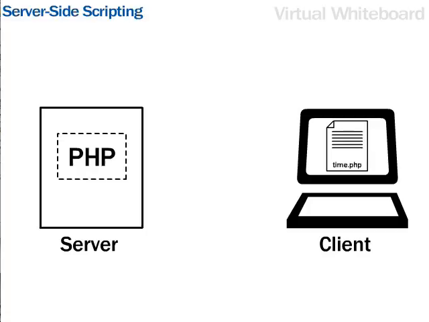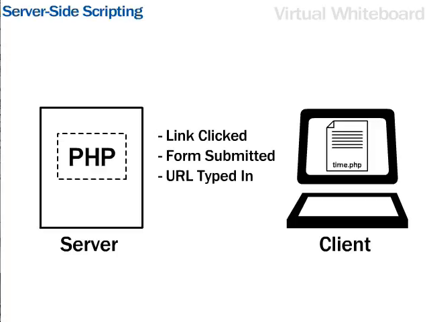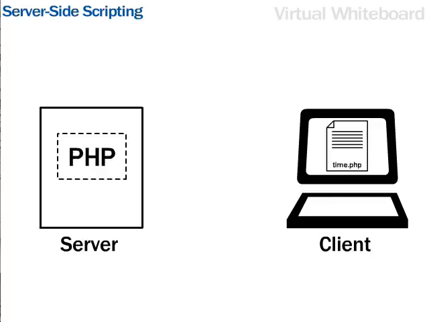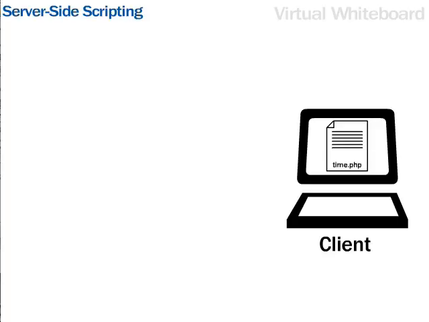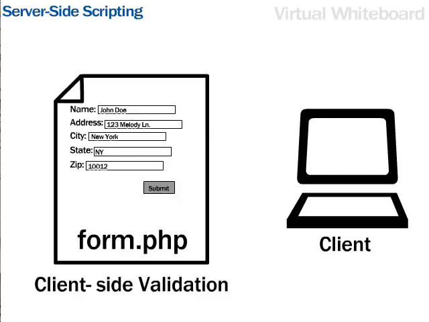Sometimes the PHP interpreter is called upon after the web page is loaded. This occurs when a link is clicked, a form submitted, or a URL typed in. Once the web page is fully downloaded, PHP plays no further part until another web page is requested by the browser. One thing PHP is not capable of doing is client-side validation.